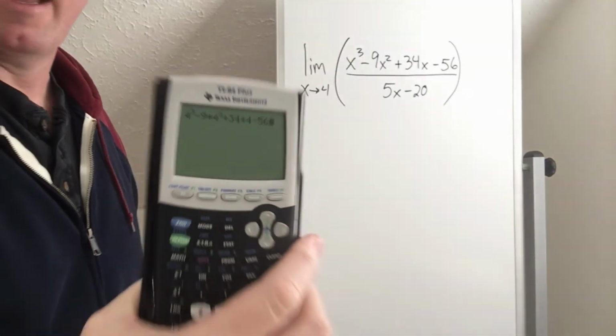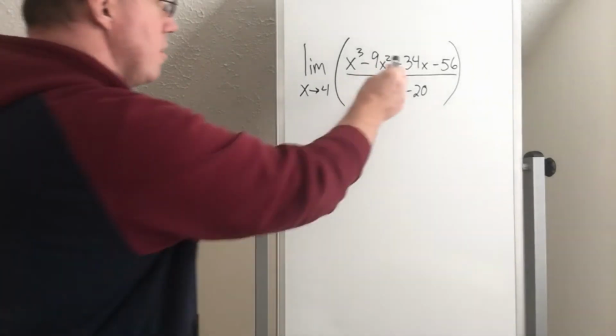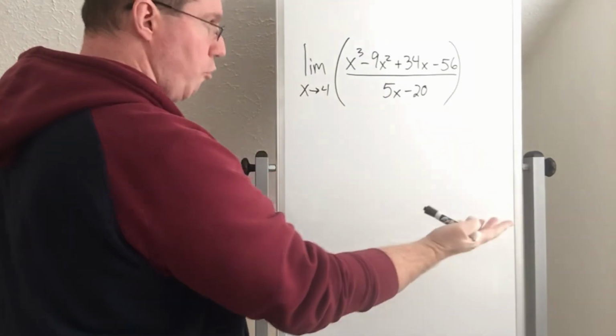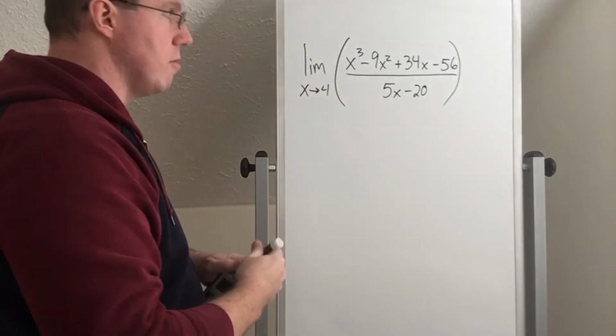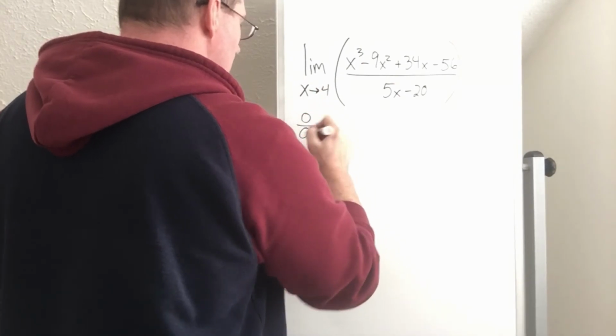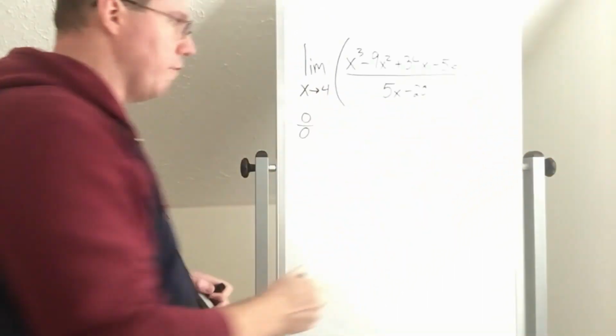I don't know if that helps you or not, but when I press enter, sure enough, I get 0. So I've got 0 up top, and now when I put the 4 in down here, 5 times 4 is 20, 20 minus 20 is 0. And so this definitely gives me 0/0. But remember, 0/0 is not an answer, so we're not going to put 0/0 over here.